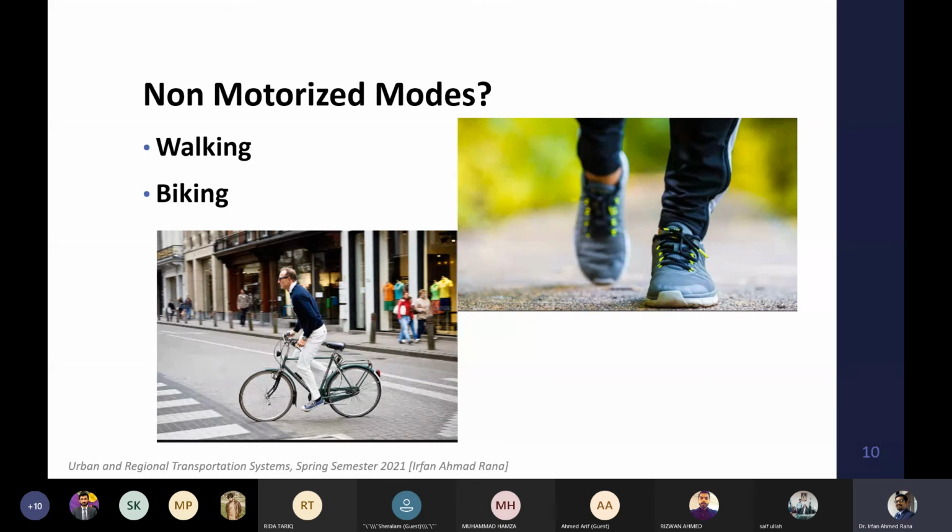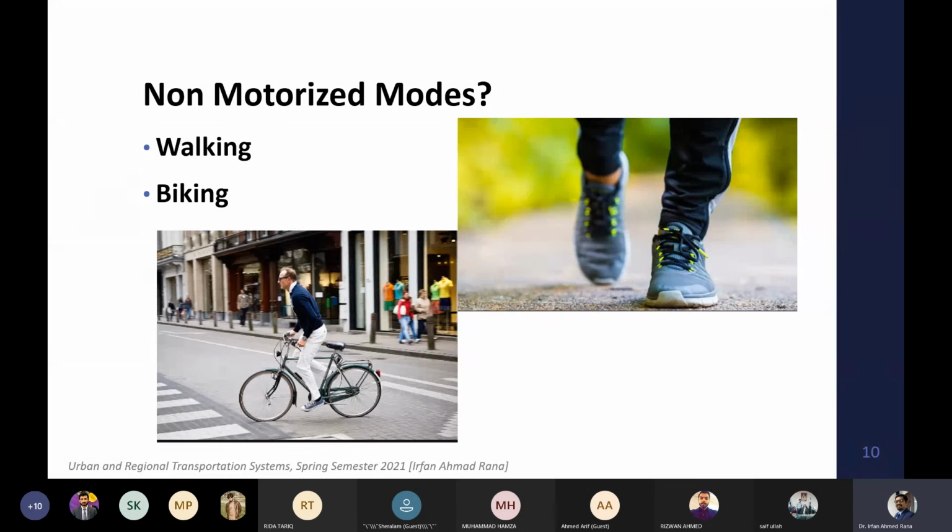Walking or biking is also a mode of travel. By biking, I mean bicycling. These non-motorized modes are often neglected in our transportation systems. And if you think about it, most of our transportation is by foot or by bicycle in the majority of our trips.